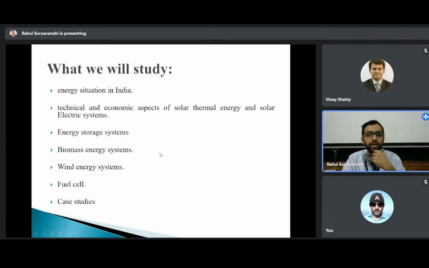Then with respect to biomass, this is a very large area that is available. Gasifiers are there. How to convert waste into electricity? That is what we will be studying in this part.